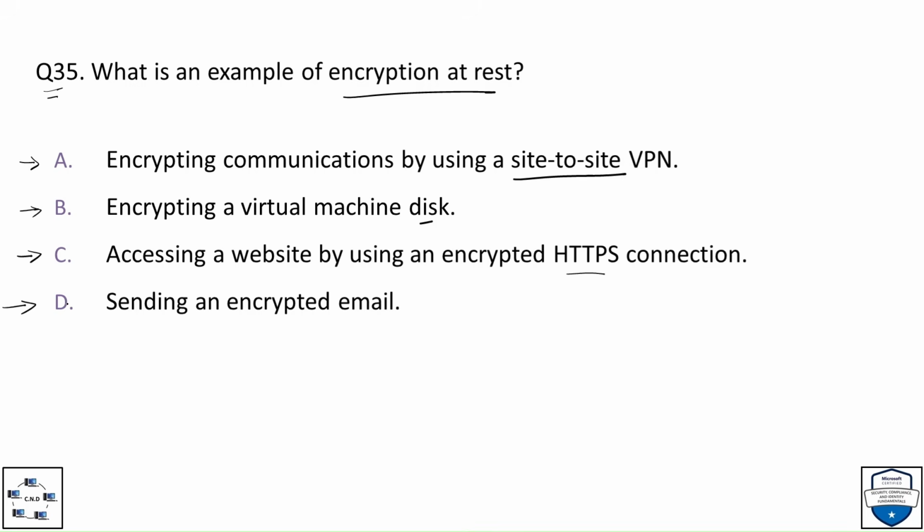And option D, sending an encrypted email. And the correct option is Option B, encrypting a virtual machine disk. By encryption at rest, we mean encrypting data that is at rest, or stored inside storage, and is not actively moving. In a site-to-site VPN, the data is moving over the network, so it is not data at rest or encryption at rest.